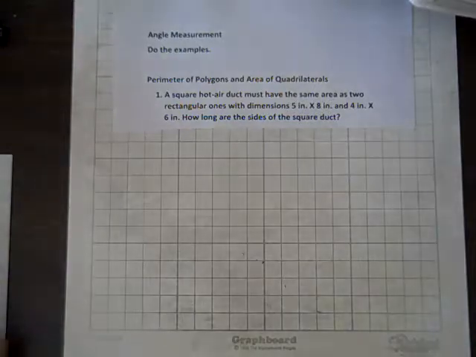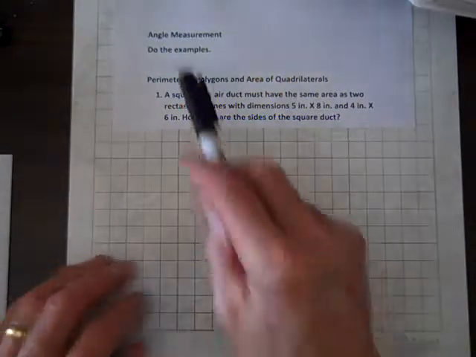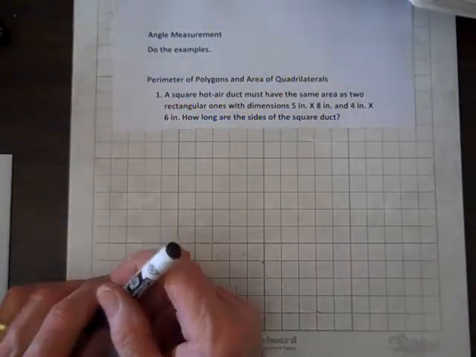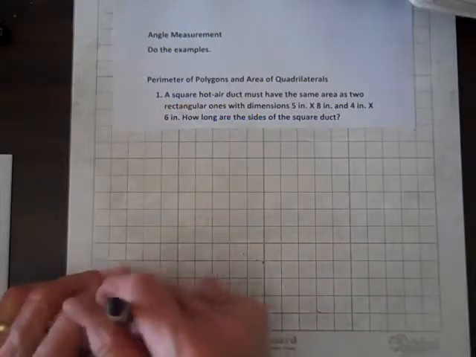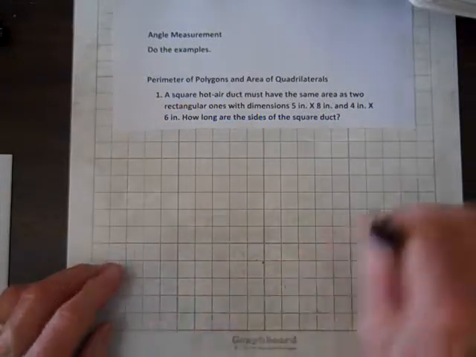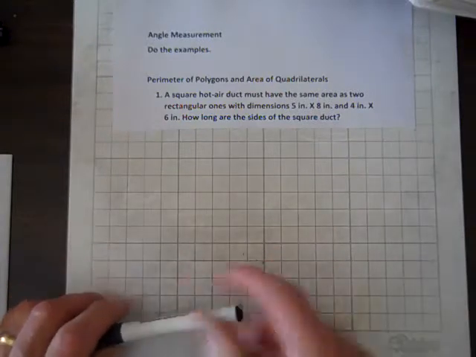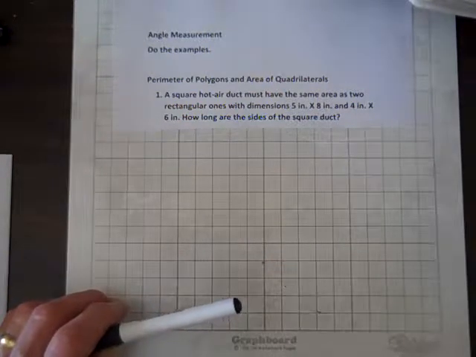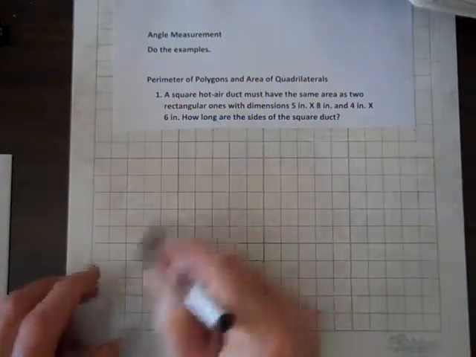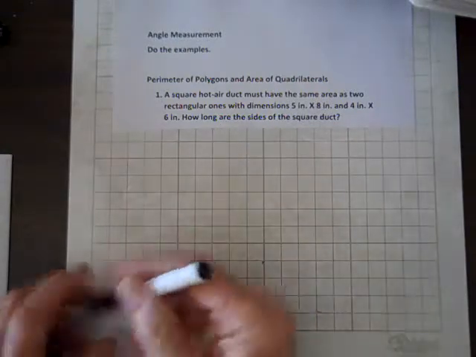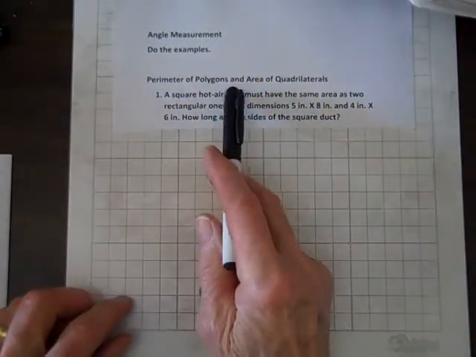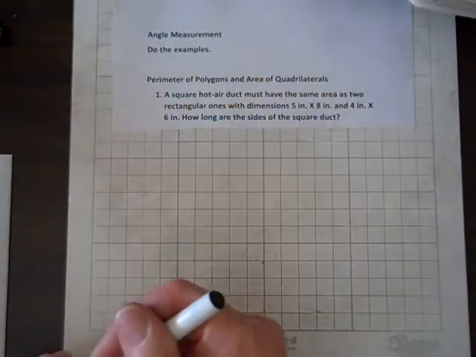Well, regarding the section on angle measurement, that involves pictures, so please do the examples. And as I've said before, I hope you're doing all the examples for all these sections, and your skills will be wonderful if you do. But let's go on to the next section of perimeter of polygons and area of quadrilaterals.